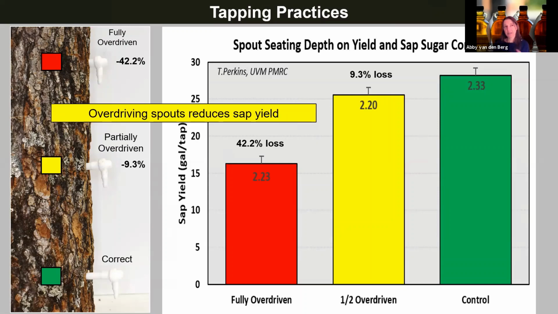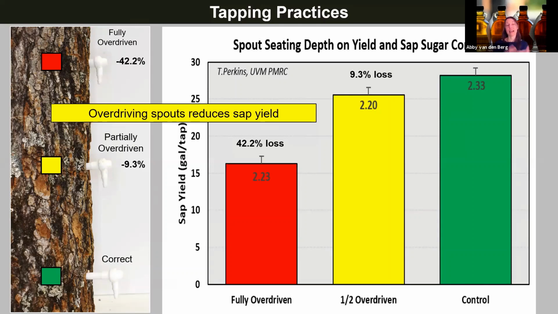That is likely from a combination of blockage, basically not enough room for sap to move, but probably also some leakiness, not overt leakiness from the bark, but possibly some. There was no real way to measure microleaks that tiny. And then we had fully overdriven spouts, which went in 0.6 of an inch even further. So basically that was driven in 1¼ inches in a 1½ inch hole, so definitely not a lot of room for sap to move. Those spouts lost 42% of the sap relative to a correctly driven spout.